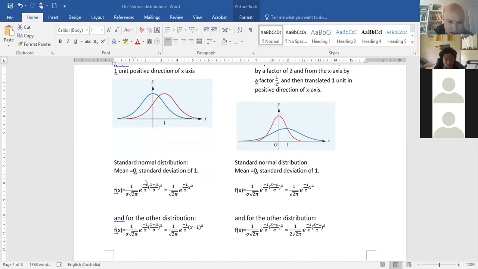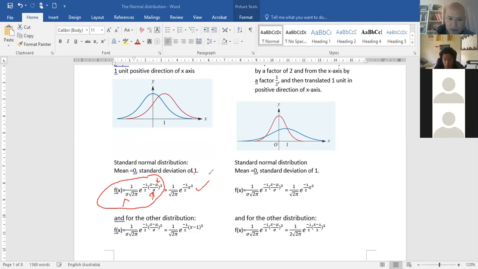So all I'm doing is putting the mean of 0 into my rule. That's the normal rule that was given to us. So the mean of 0, so that's 0 in there. Standard deviation of 1, 1 in there, 1 in there. So there's my rule.